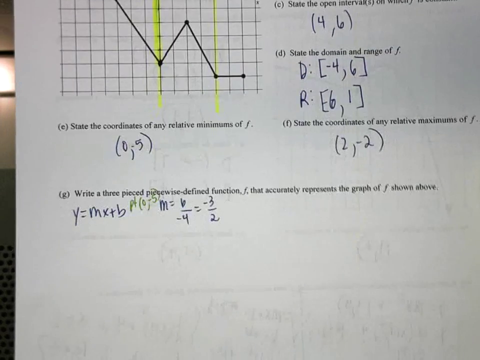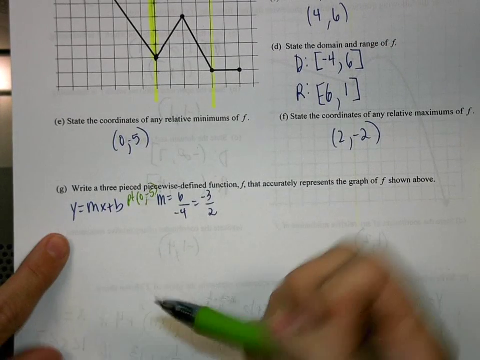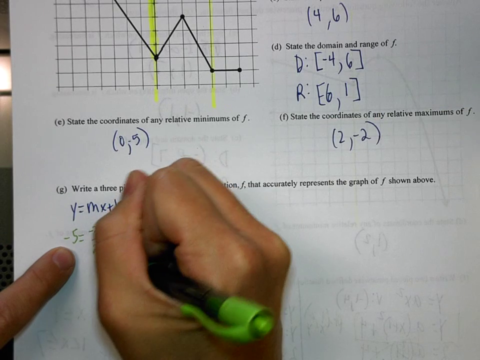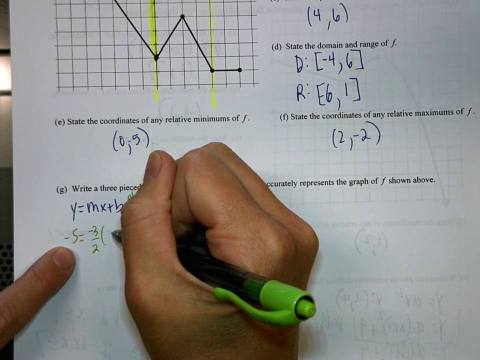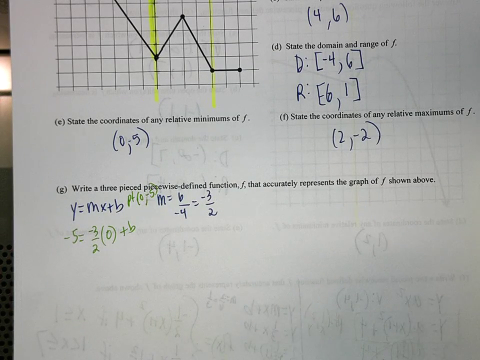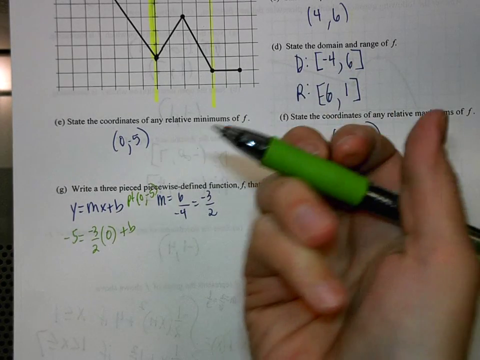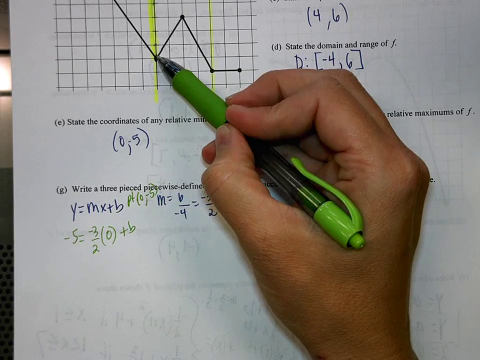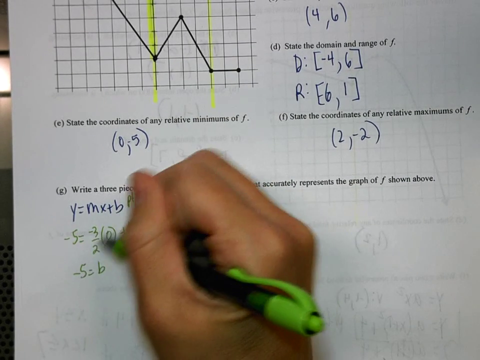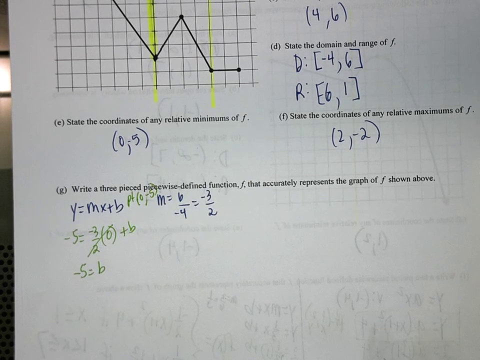And so let's go ahead and write our equation. So we're going to have -5 equals -3/2 times 0 plus b. And actually, I didn't even have to plug in a point, did I? Because isn't this already on the y-axis? But it works out. You can see how plugging in a point, -3/2 times 0 is 0, and so you get b by itself, which is -5.